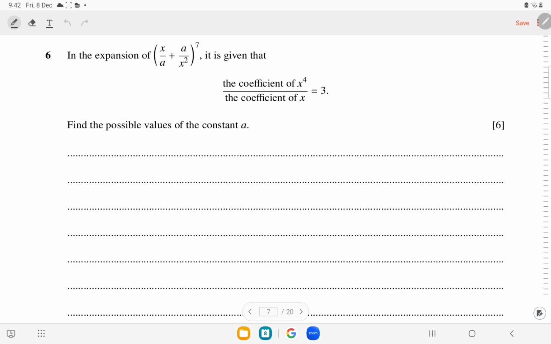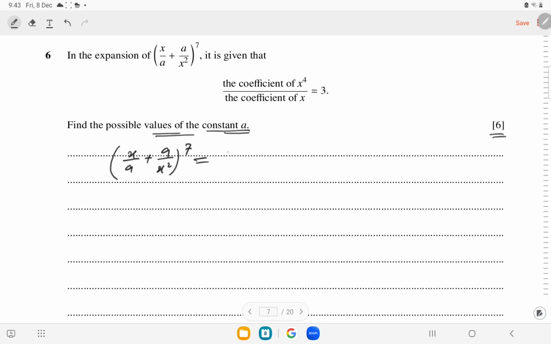Now guys, in question number 6, again it is for 6 marks, and it's based on the binomial expansion. The expression is given, and we need to find the coefficient of x4 over the coefficient of x, and that is equal to 3, to find the possible values of the constant a. So it's better to take a little expansion because x4 and x can be assessed very easily.